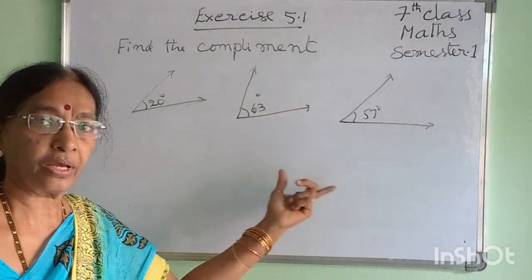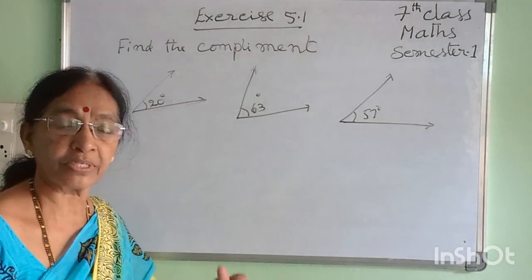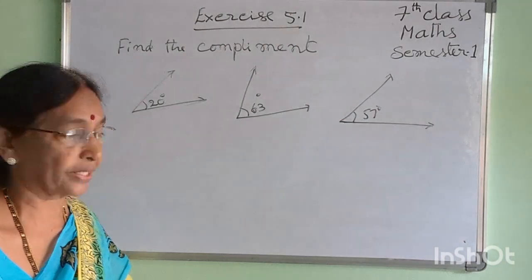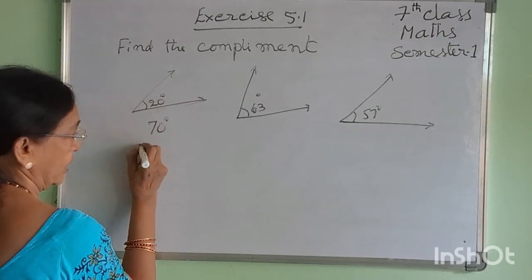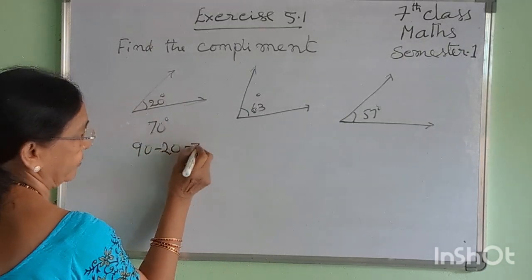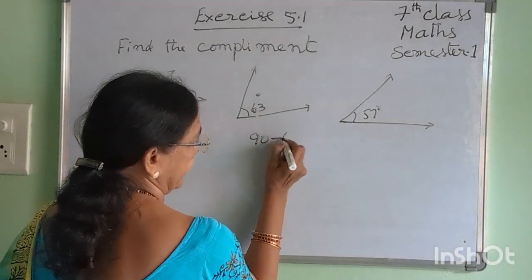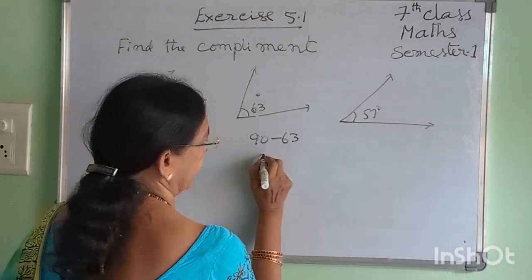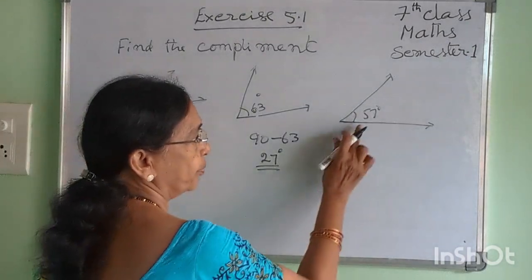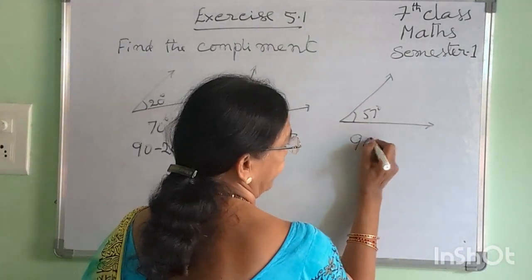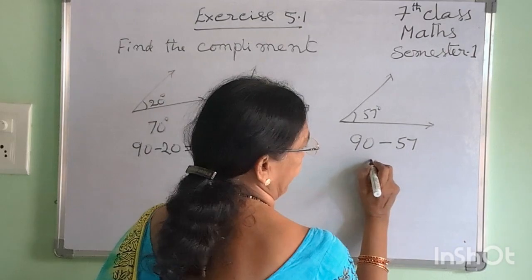Find the complement to the following angles. Complementary angles means two angles whose sum is equal to 90 degrees. Therefore the complement to 20 degrees is 70 degrees, because 90 minus 20 is equal to 70. The complement of 63 is 90 minus 63, that is 27. The complement to 57 degrees is 90 minus 57, which is equal to 33.